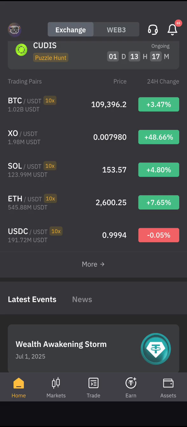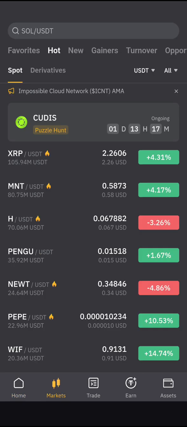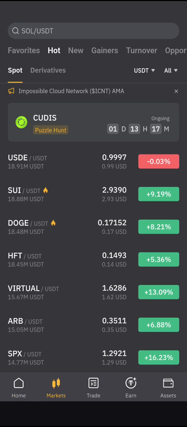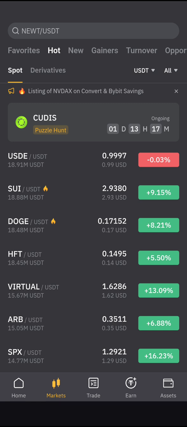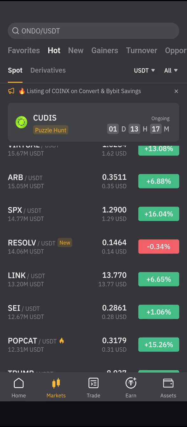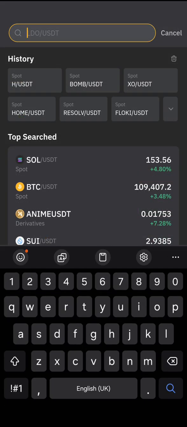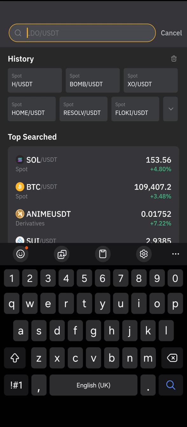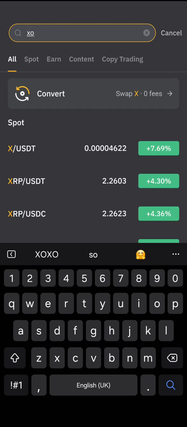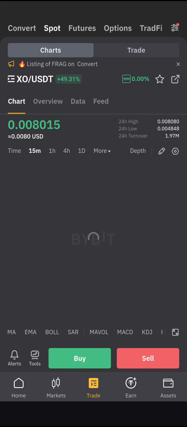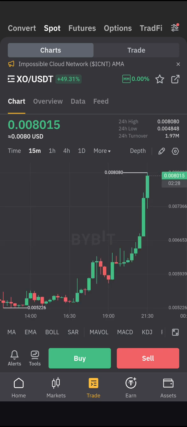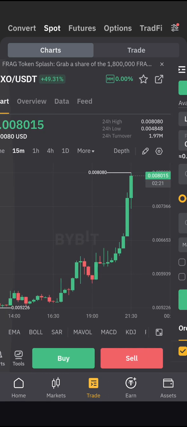And one of the coins again I want us to look at is ZO. This ZO is known as XO. So let's look at this XO. This XO has taken a pump of over 40%. Oh my god, and it's still going. It has taken a pump of over 40% and is still doing very great. You can see.